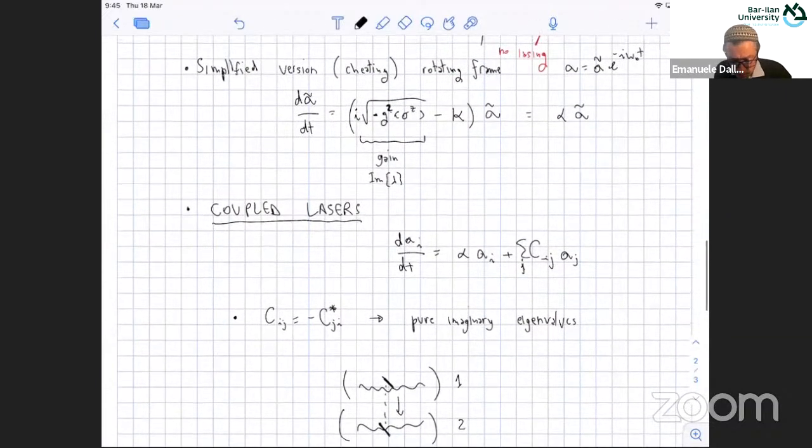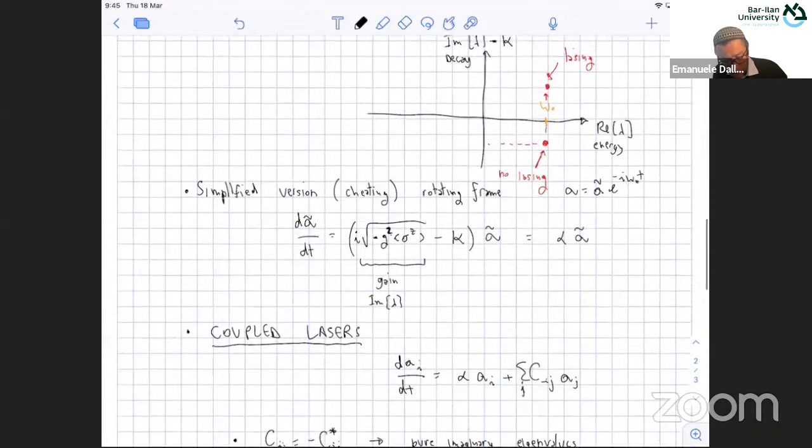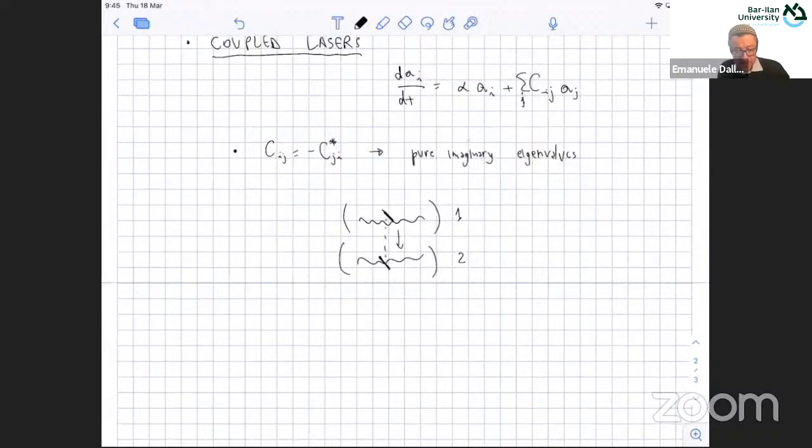To be consistent with what we did before, let me change the notation a little bit. So what does that mean? In terms of the eigenvalues, it's pure imaginary. So the solution will be a periodic function, something like e to the i epsilon t. This is the part that makes oscillations in these equations of motion of the coupled lasers.